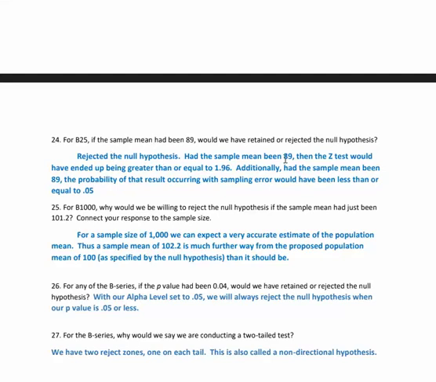Had the sample mean been 89, then the z-test would have ended up being less than or equal to negative 1.96. Additionally, had the sample mean been 89, the probability of the result occurring by sampling error would have been less than or equal to 0.05. So yeah, our z-test would have been below the z-critical of negative 1.96, and we would have rejected the null.